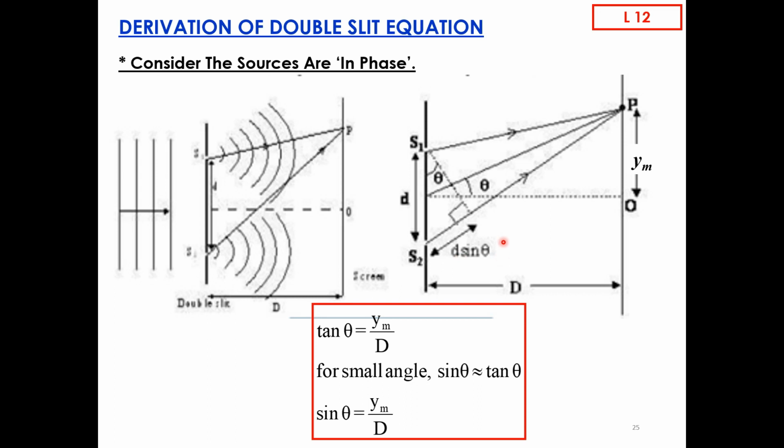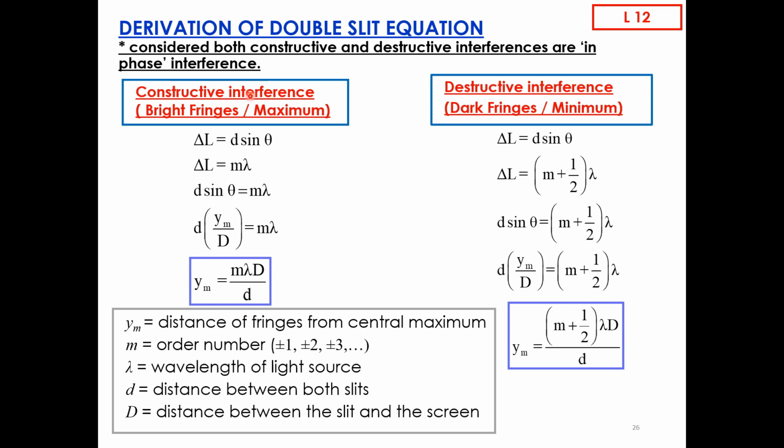Because the angle is very small, we can approximate sin theta to tangent theta. Tangent theta is opposite over adjacent, ym over D. Because the angle is very small, we can substitute tangent theta with sin theta, so we have sin theta equals ym over D. Now consider both constructive and destructive interference, which are in-phase interference.